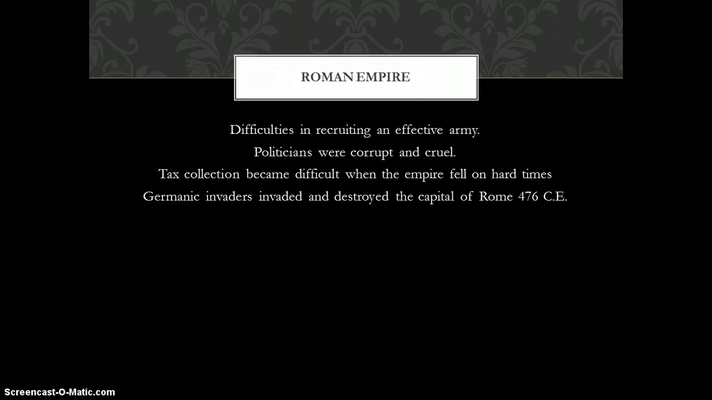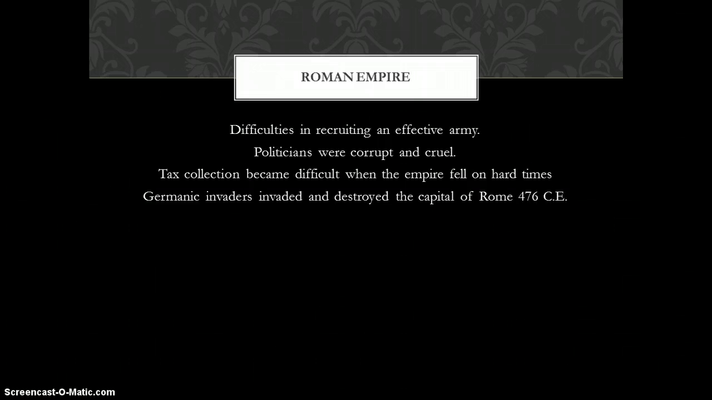It was a bad economy because of all the things that had been going on at the time, and the tax collectors were still going around collecting taxes, but the people didn't have any money to pay to the government, so the government didn't have any money, which caused a lot of bad things to happen.